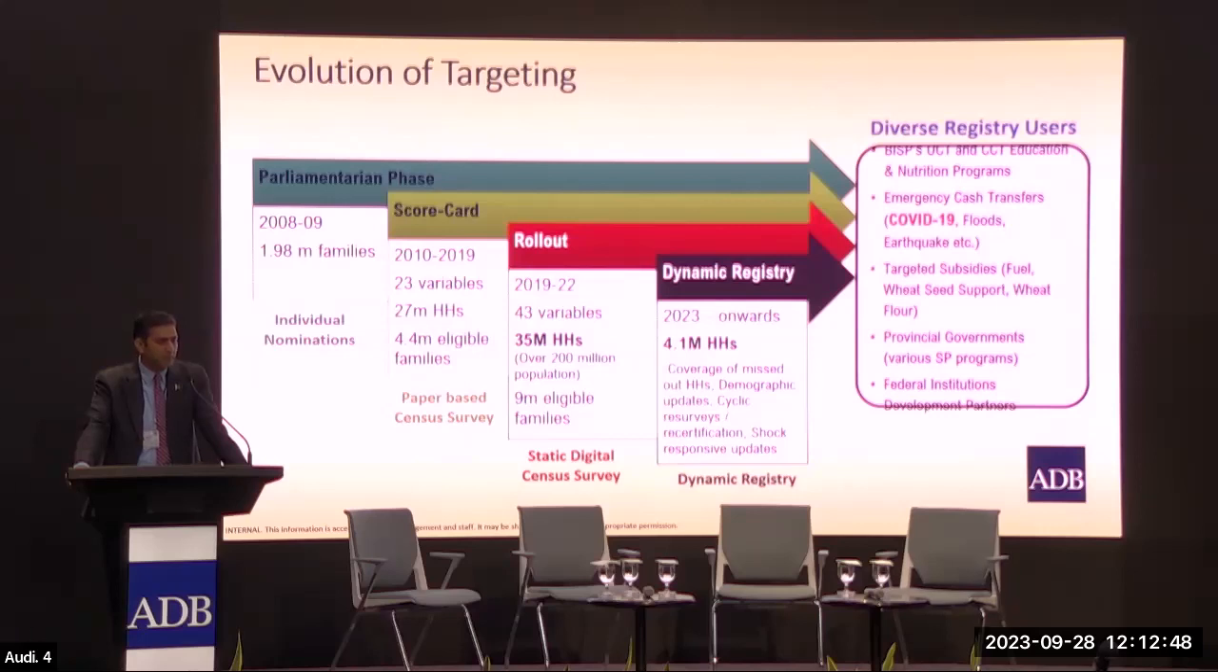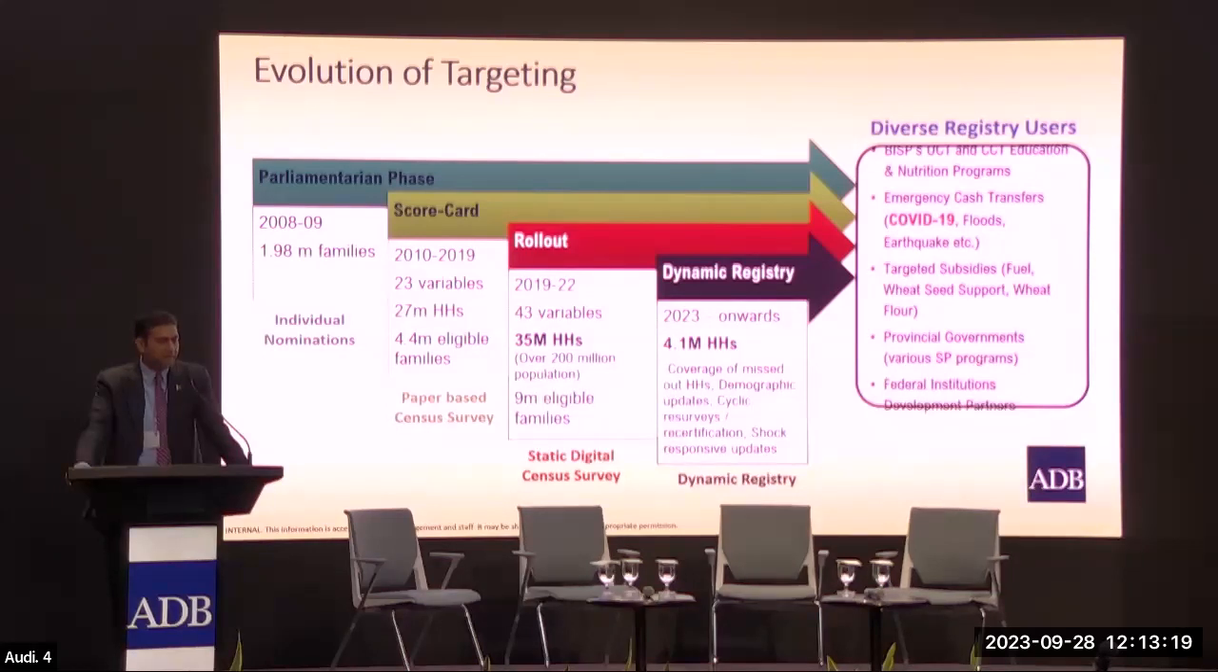But in 2019, we have not only updated our National Socioeconomic Registry, but we use the technology. So we carried out a digital census, digital poverty census, to cover 35 million households of the country, over 200 million population, which is roughly 87% of the total population that we had in our country. And with that database, we are providing benefits to 9 million eligible families.